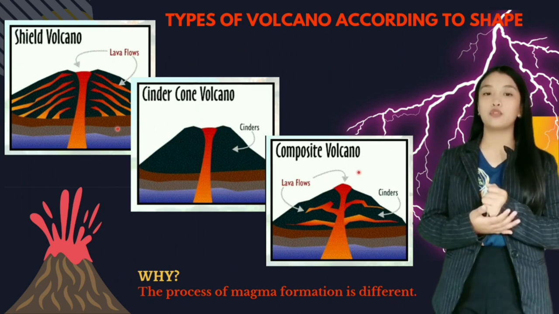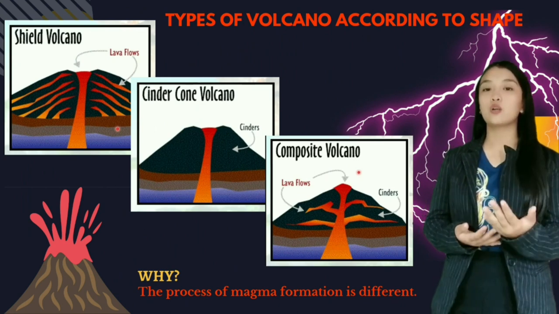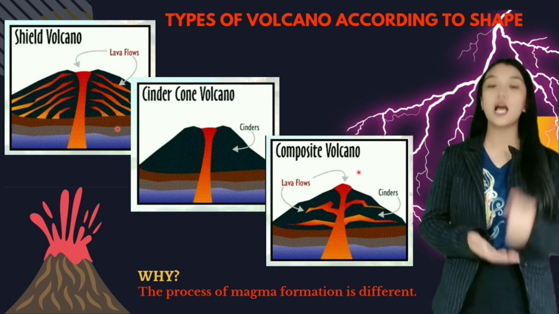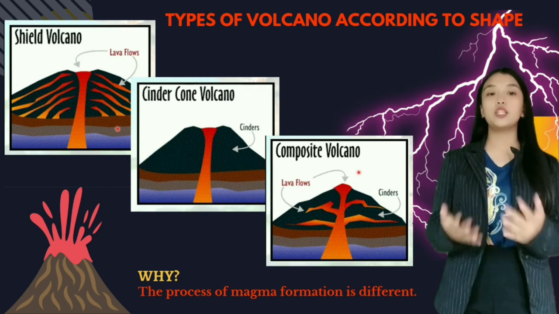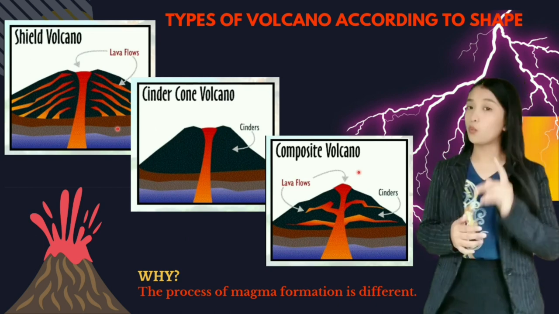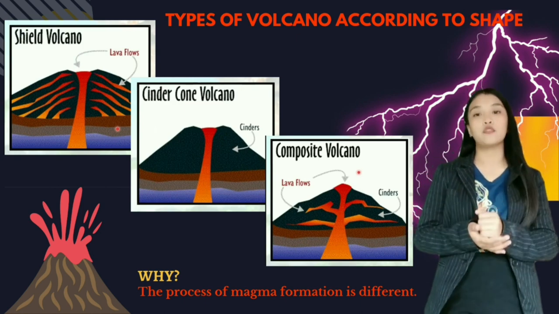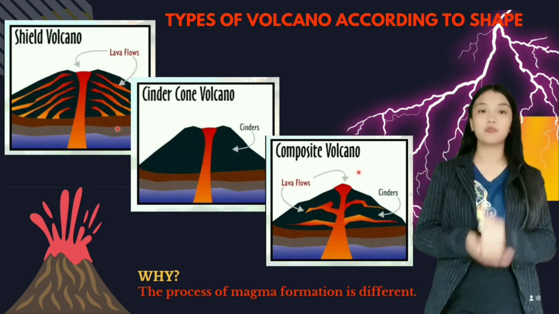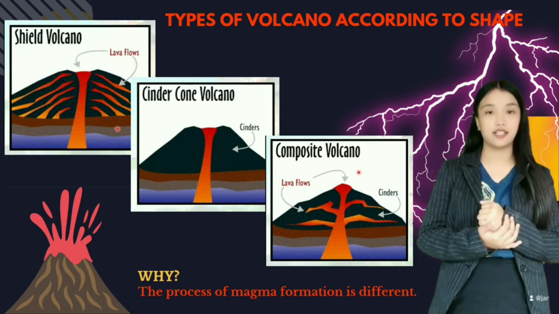Again, we have the shield volcano that is broad and resembles a warrior's shield. The cinder cone volcano, also known as scoria cone, has a wide crater. The composite volcano, also known as stratovolcano, has a nearly perfect slope structure. Why do volcanoes have different types? It is because the process of magma formation is different at each type of plate boundary. Therefore, the composition of magma differs in each tectonic setting.